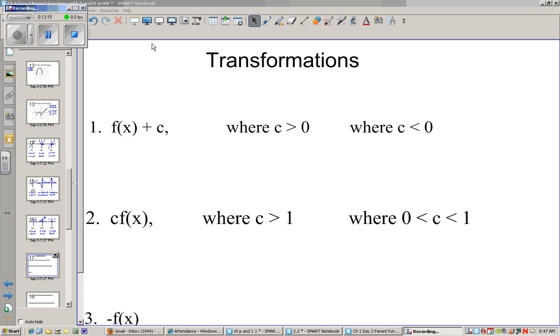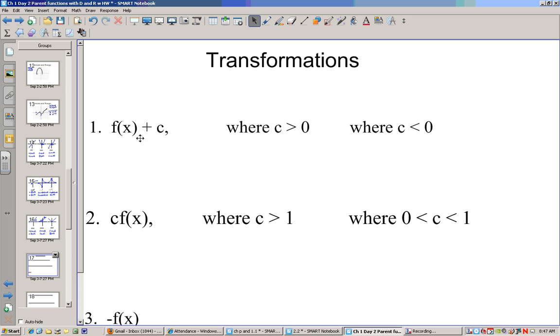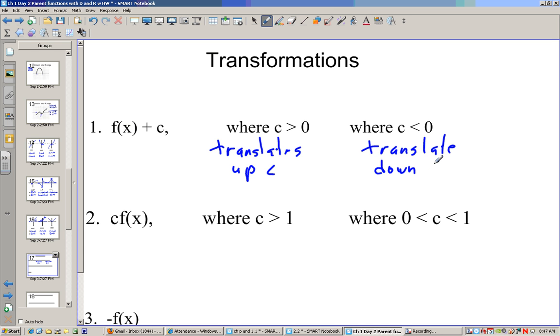All right. If we have a function and we add a value to it, say the value is greater than 0. Say if I have f of x plus 3, that moves the function, it translates the function up c units. Now if it's less than 0, it's going to translate down c units. Now if it is 0, then it doesn't do anything because plus 0 doesn't do anything.